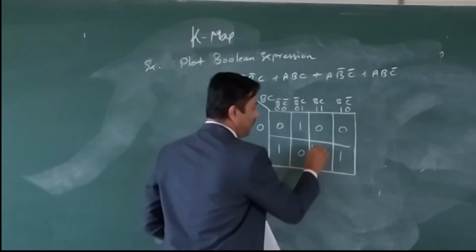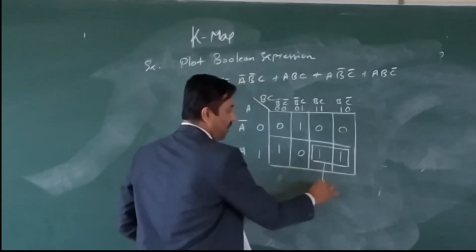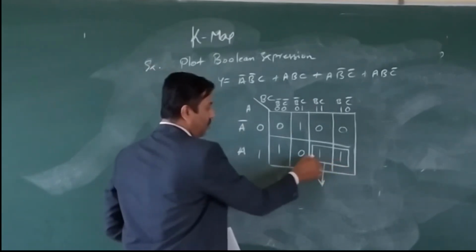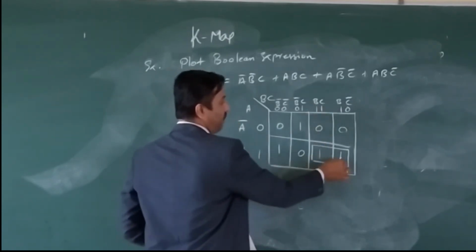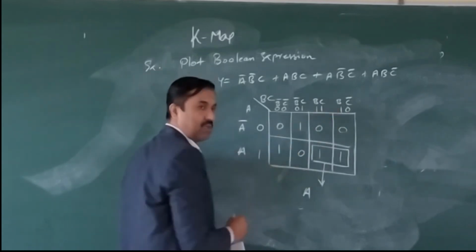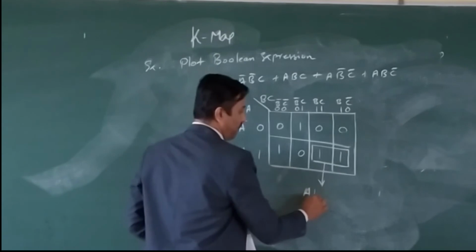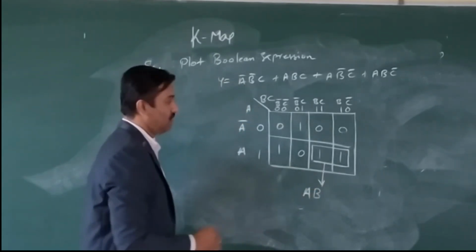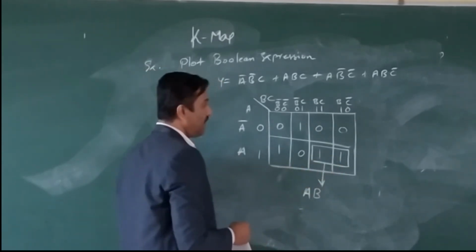So I group these two ones as they are adjacent to each other. The expression after grouping these two ones is, for these two ones we have A, and for this one it is BC, and for this one it is BC bar. So which is the term which is changing? The term which is changing is C bar. So the final expression that gets added is AB. So AB is the final expression which is coming out of this pair.